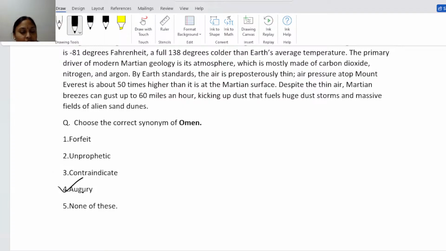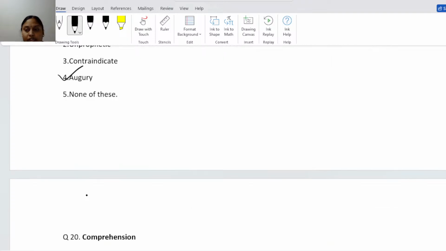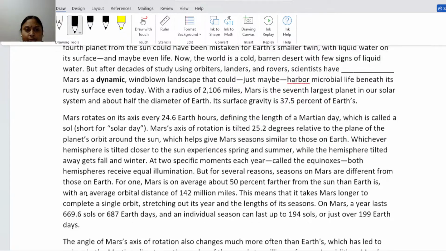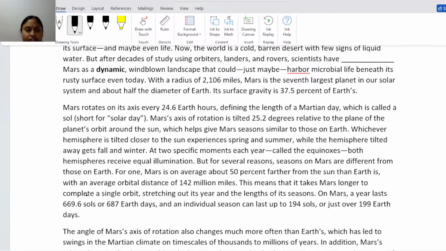Then augury will be the correct answer. So it is nothing but belief in things, what will happen in the future, that is going to be believed by us in the positive. That will be known as augury, the meaning of augur. So next, we will go for the next question. So this first paragraph, the first fill in the blank, is completed.